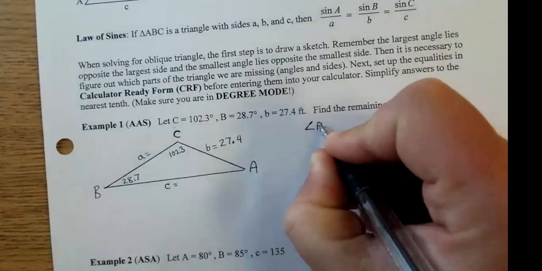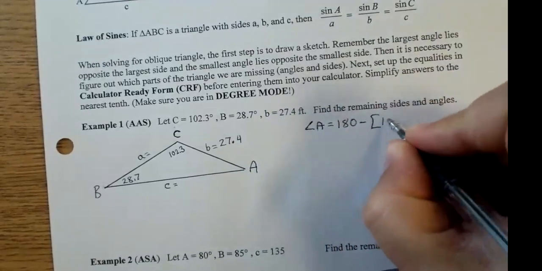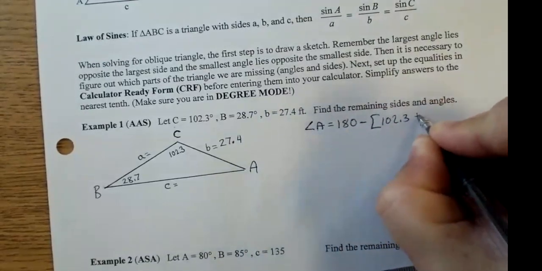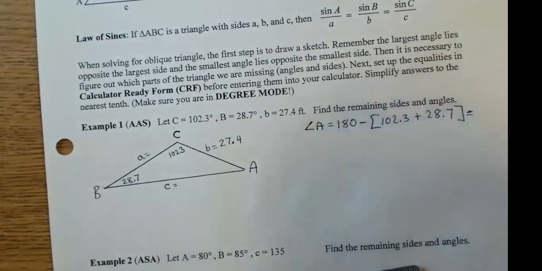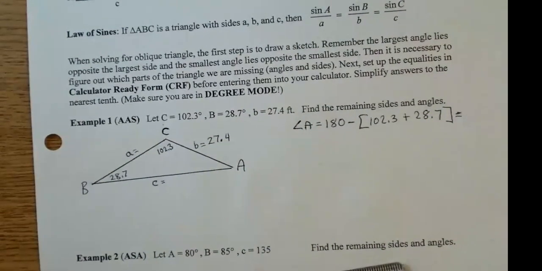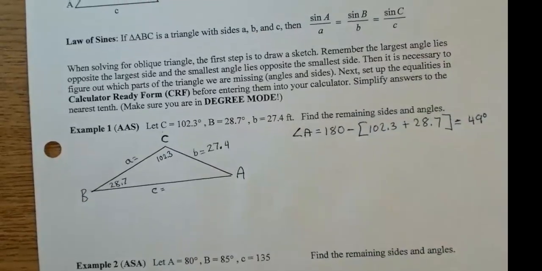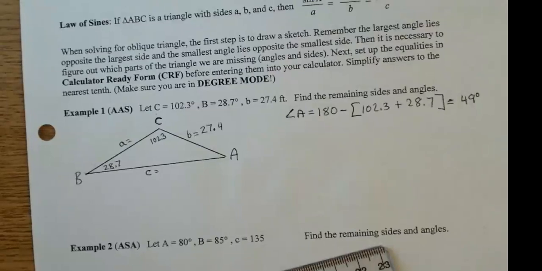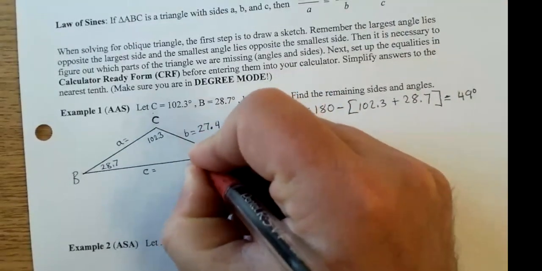So angle A is equal to 180 minus the sum of the other two angles. I'm pretty confident you could type that into your calculator, add the values up, and then subtract from 180, and that will give you an angle of 49 degrees. So I'm not worried about that. And we'll just start plugging in information as we find it. So we've got all three angles.